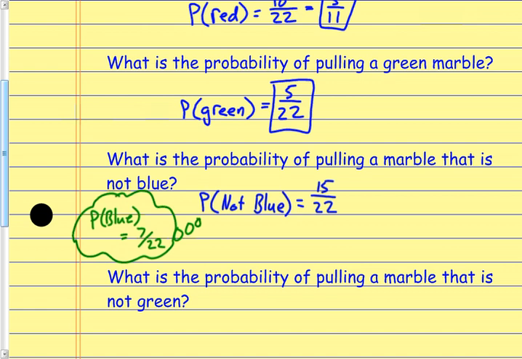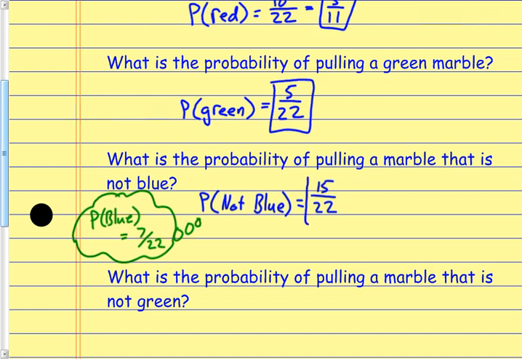And when you think about 1 as like 100% probability, well, obviously not blue versus blue has to add up to 1. Okay? So the sum total of all of our probabilities should always add up to 1. And that's the point of looking at something like not blue. Okay? So the probability of blue is 7 out of 22. Probability that it's not blue is 15 out of 22.